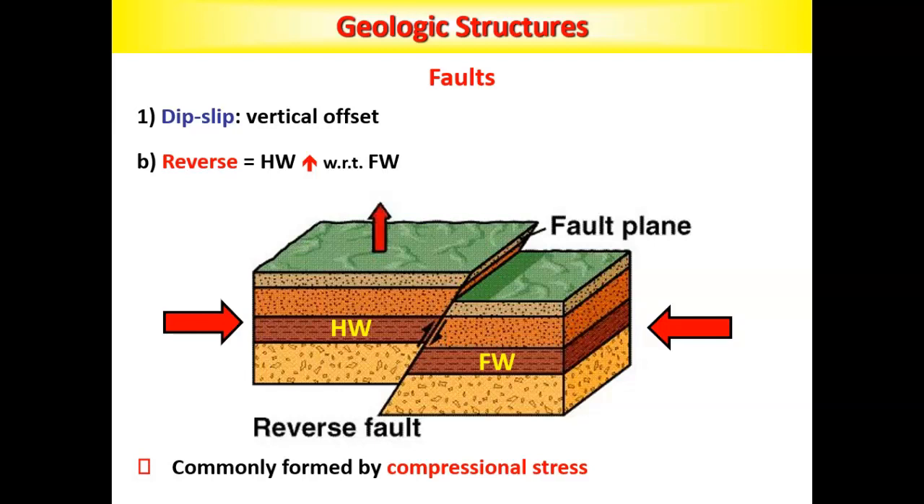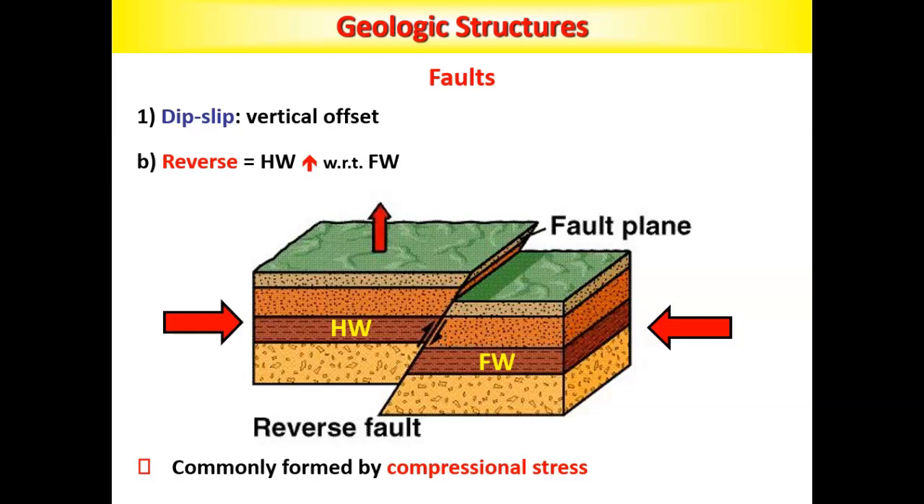So here's the key. When you're doing a homework or you're doing a quiz and you're given a block diagram or a map view, you have to know that when we're talking about faults, in order to identify a dip slip fault, which means a normal or a reverse, you must be looking at a cross-sectional view. You can't have a map view, because in map view, you're looking down on the surface of the earth, you can't tell up and down motion, and you can't tell the orientation of the fault plane. So without that information, you can't identify a dip slip.